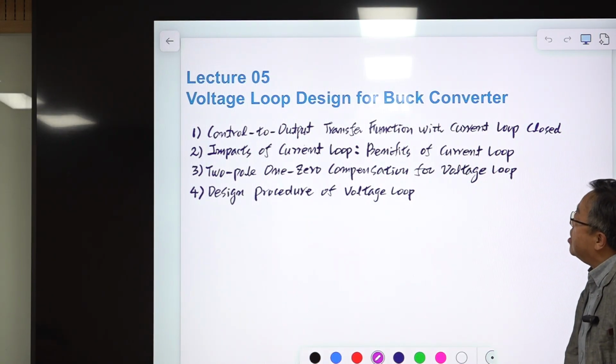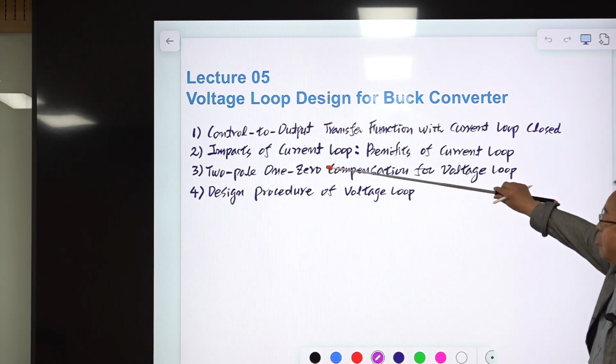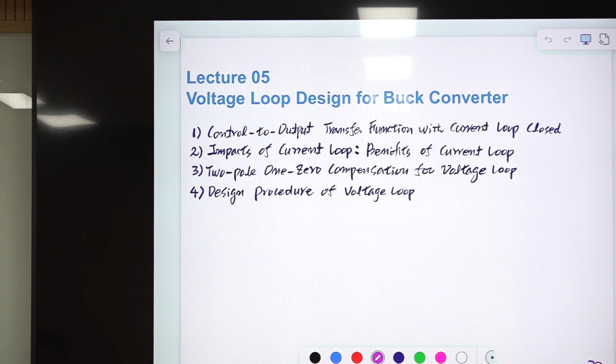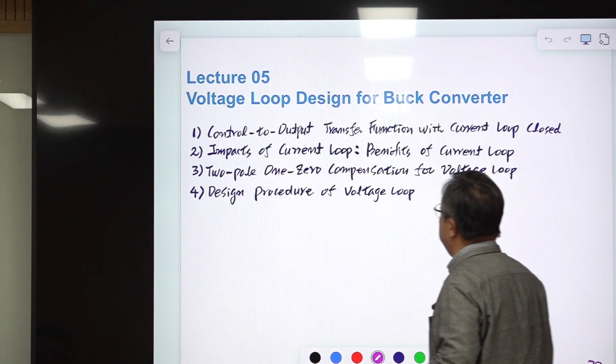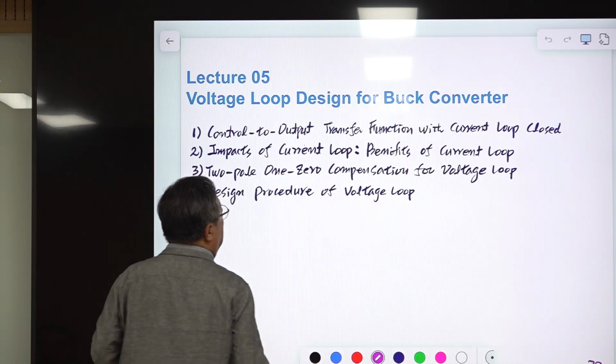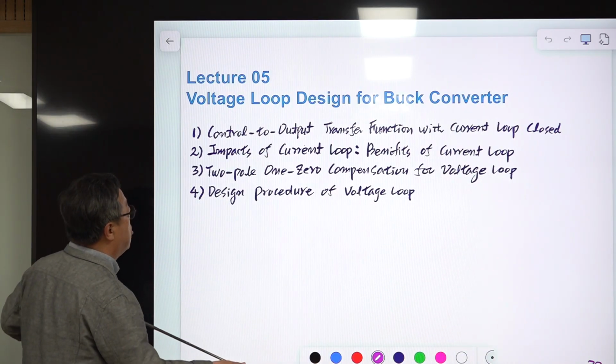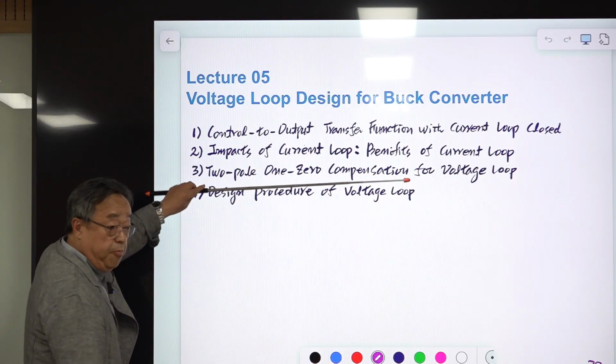The second one is the impact of the current loop, or the benefit of the current loop. Why are we using current loop feedback? What is the advantage of using this compared to using only the voltage loop alone? There are substantial benefits of using this additional current feedback. We will summarize the benefits of the current loop, and later on we'll design the best structure of the voltage loop compensation.